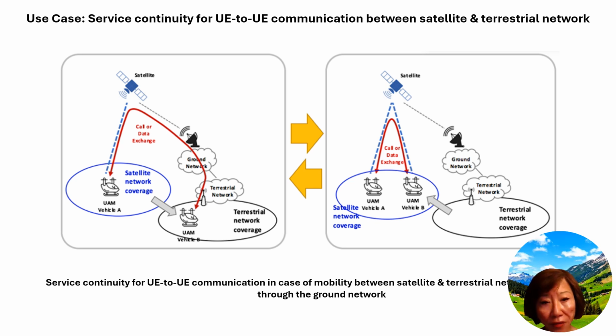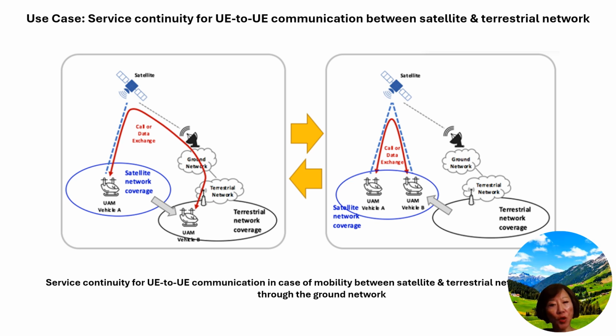Stage 2 on the right frame, Vehicle A remains in the satellite network coverage area. Vehicle B has moved into the terrestrial network coverage area. The communication link, the red line, now shows a direct connection between the two UAVs, bypassing both the satellite and the ground network.